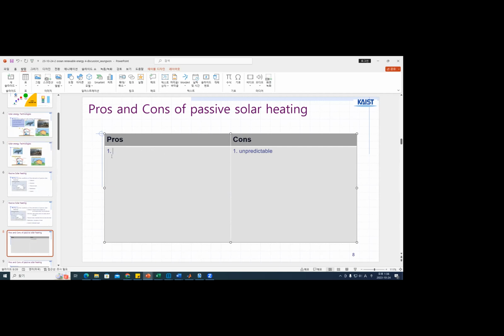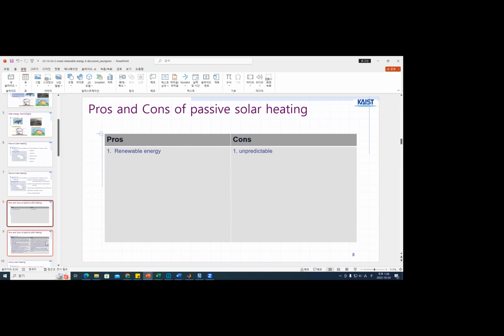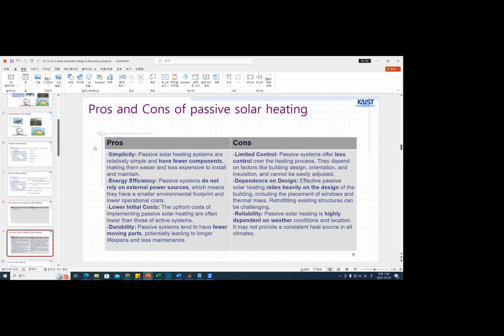It's a renewable energy. Yes, it's renewable. It is a carbon neutral method, because we use the solar energy from the sun, so it is a renewable energy method. So this one is my opinion.